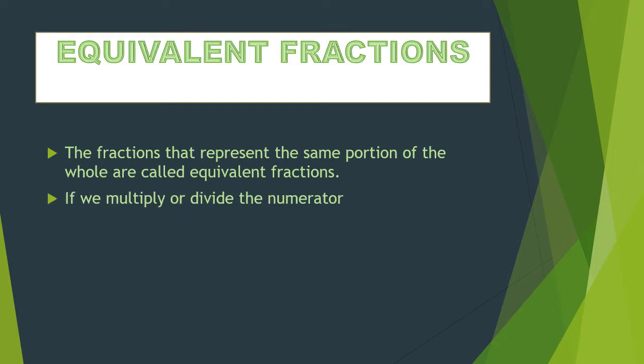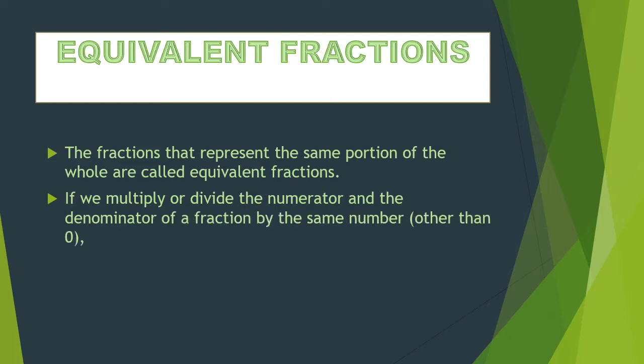If we multiply or divide the numerator and the denominator of a fraction by the same number other than 0, we get an equivalent fraction. That means you are given a fraction, and if you take out the multiples of that given fraction, then you will get an equivalent fraction. You divide or multiply with the same number in the numerator as well as the denominator, and you will get the equivalent fraction of the given fraction.